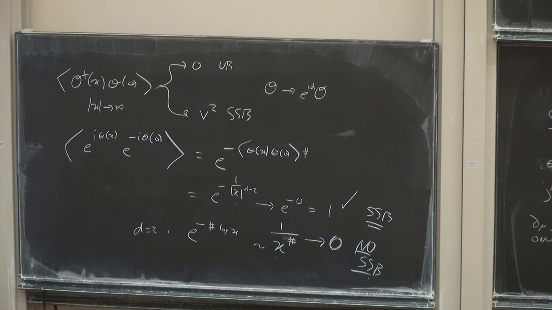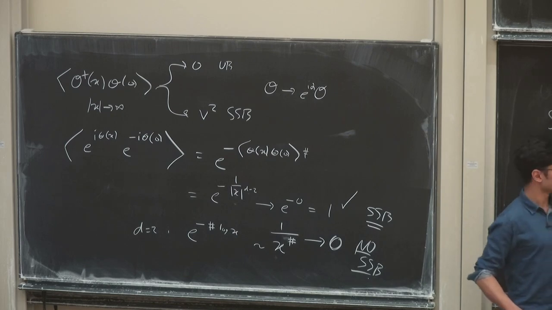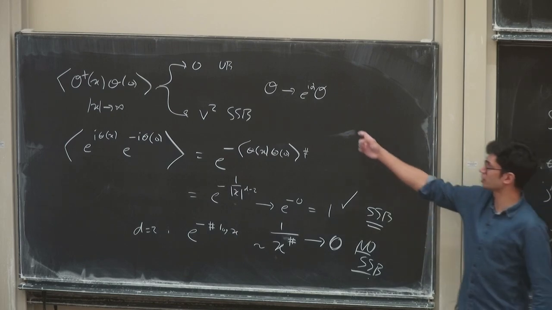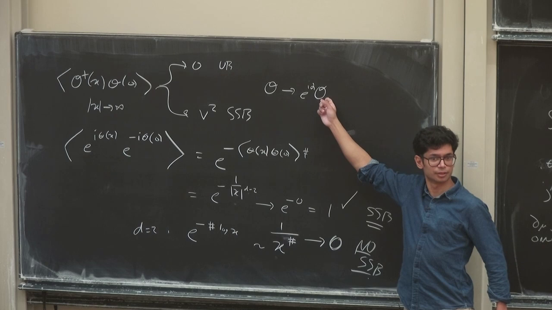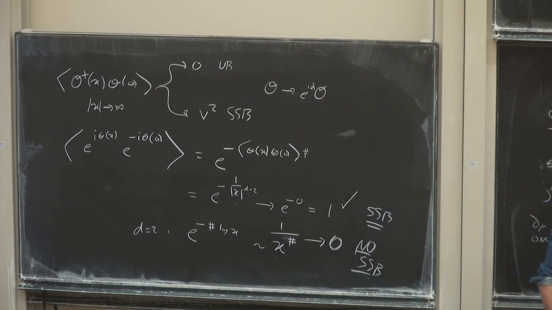So over here, I just told you on this side of the duality frame that the charged operators were e to the i theta of x. These are charged, by which I mean they transform nicely under the symmetry. They transform like that. What is the charged operator here on this side?